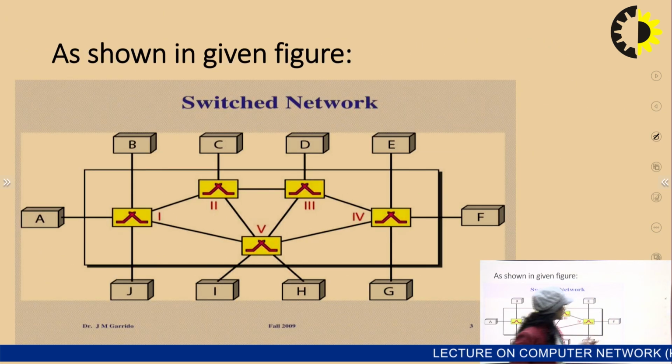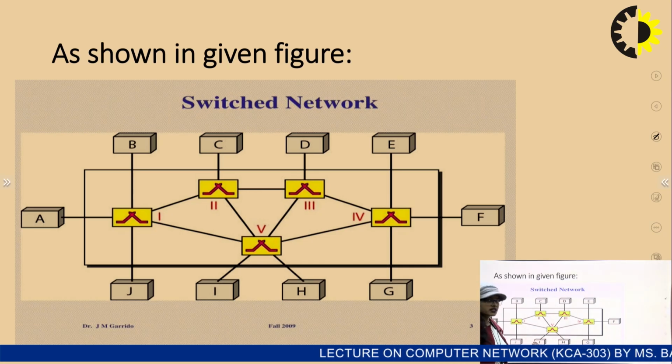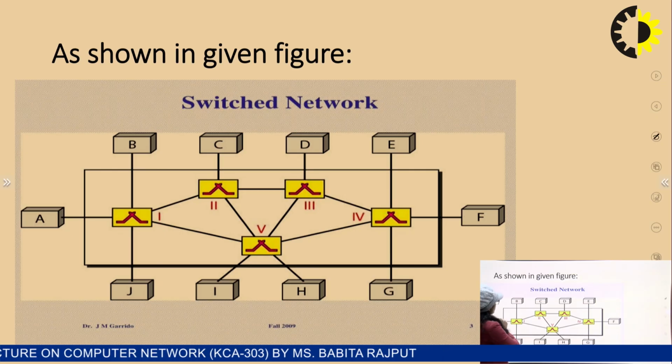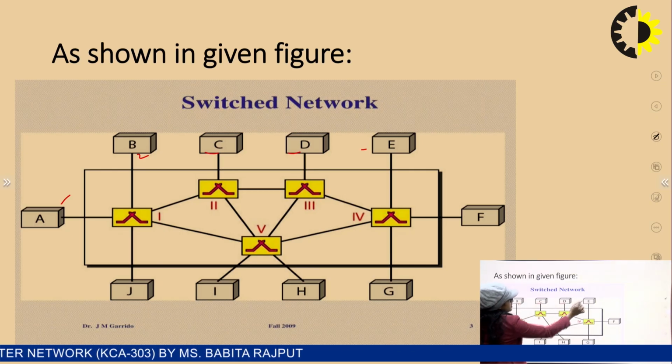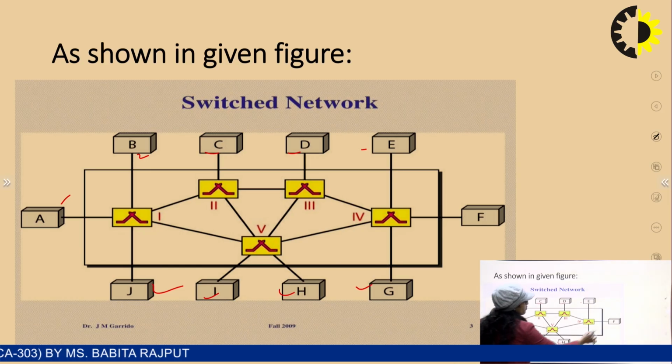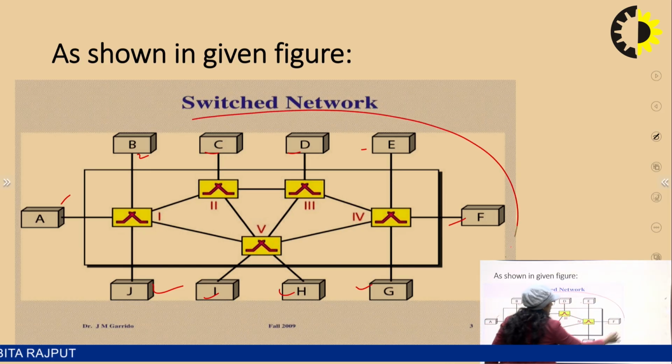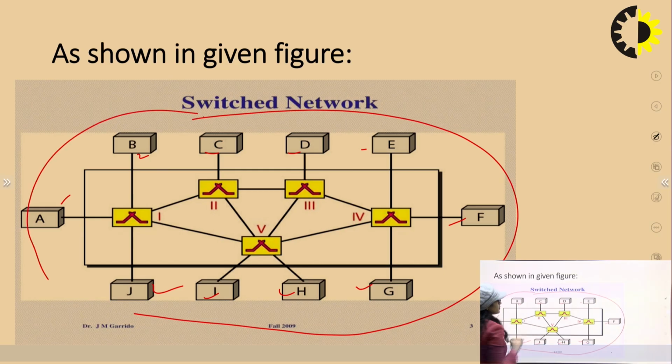Before discussing, let's understand this figure and its implementation. As I already told you, we have more than one device, like A, B, C, D. These devices make a network, because all these devices are connected to each other. When we have more than one device connected to each other, it forms a network. But what is the actual implementation of switching?